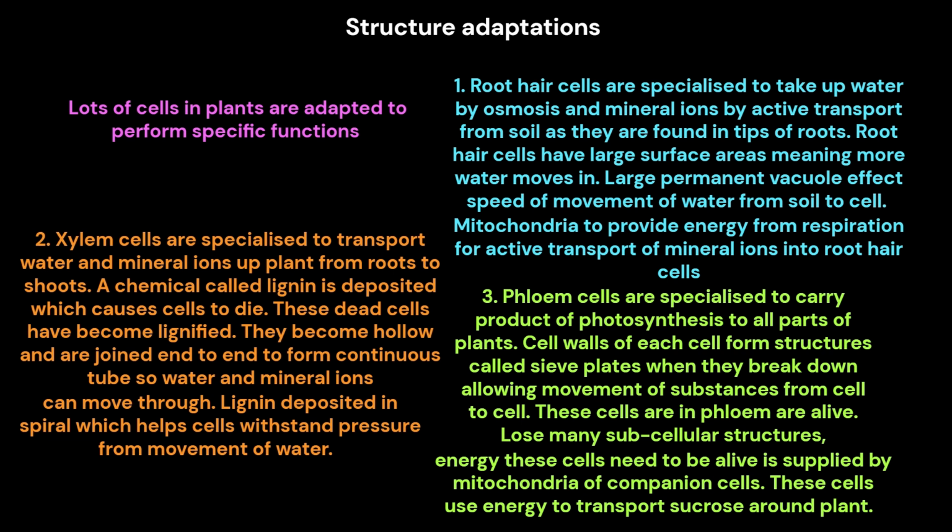3. Phloem cells are specialized to carry the products of photosynthesis to all parts of the plant. The cell walls of each cell form structures called sieve plates, which break down, allowing movement of substances from cell to cell. The cells in phloem are alive. They lose many subcellular structures. The energy these cells need to be alive is supplied by the mitochondria of companion cells. These cells use energy to transport sucrose around the plant.